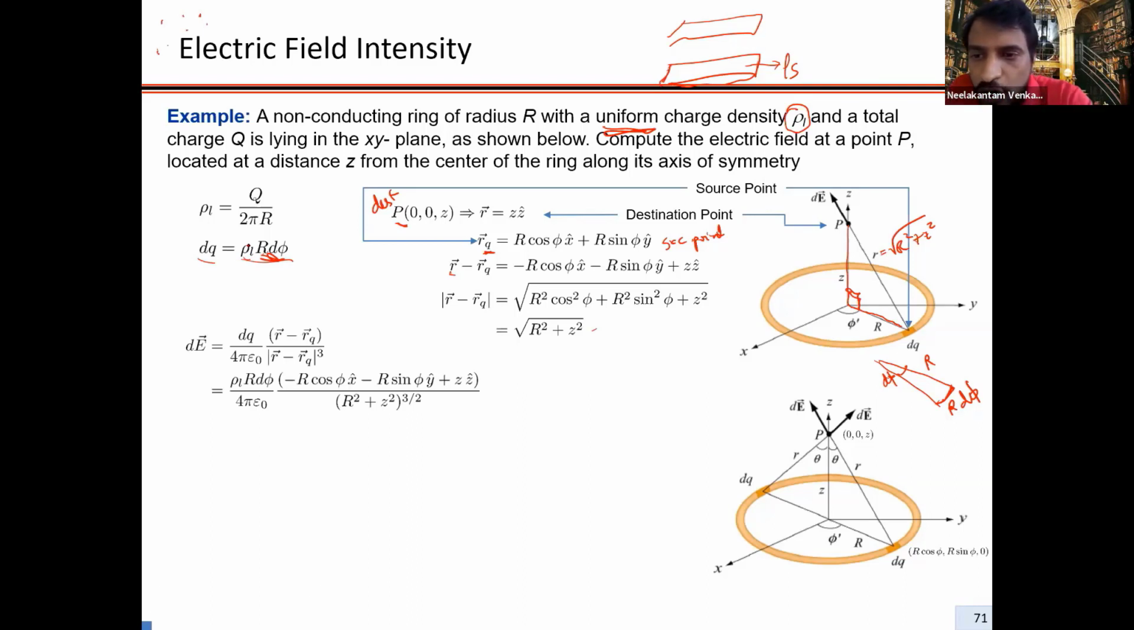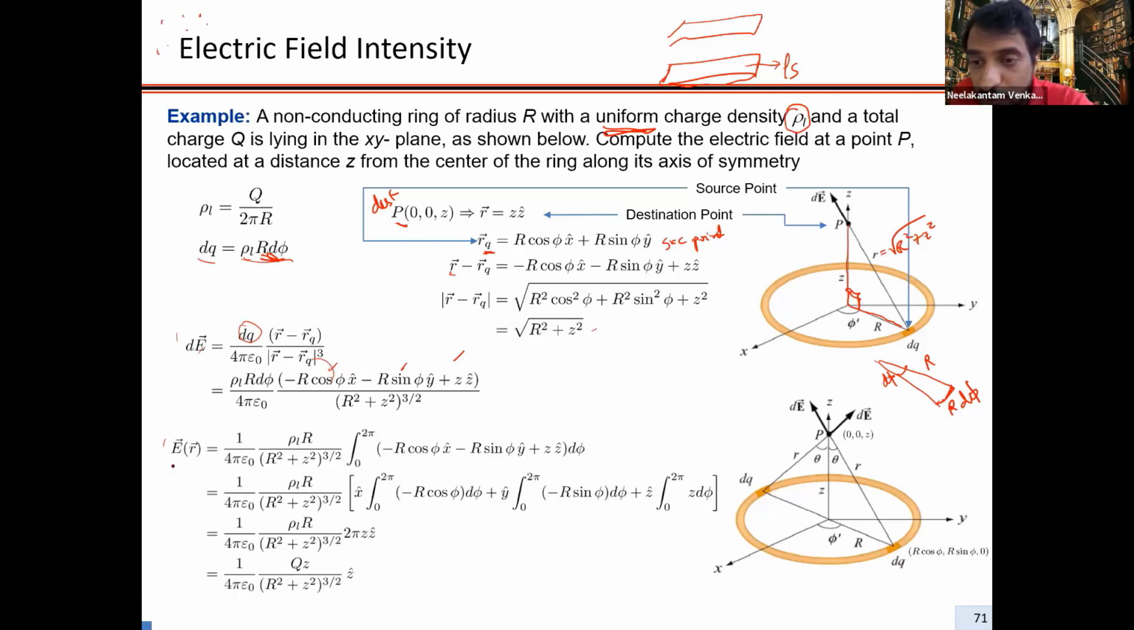So the small little electric field due to the small little dq is going to be of this form. You have three terms, but fortunately this term goes to 0 and this term goes to 0 when you do the full integration from 0 to 2 pi. This whole term goes to 0, and this whole term goes to 0. So you're left only with the z component, and that turns out to be this nice little expression here.